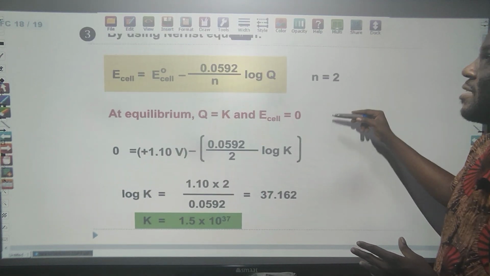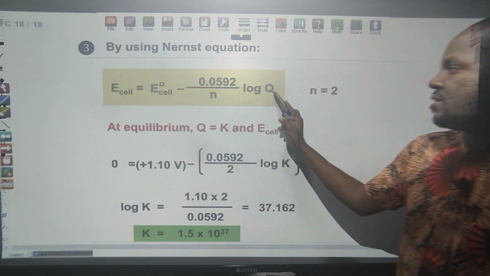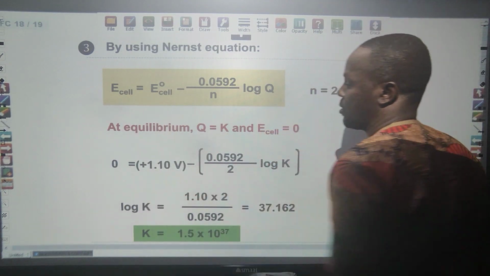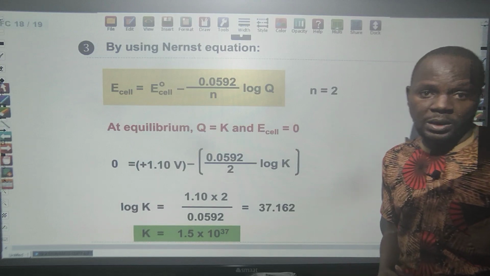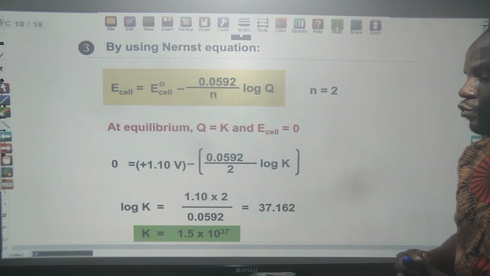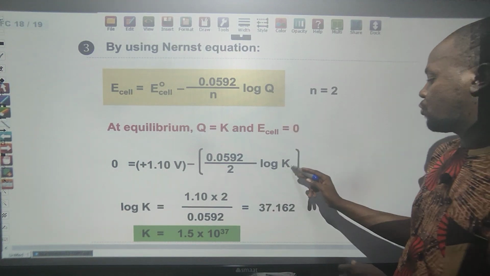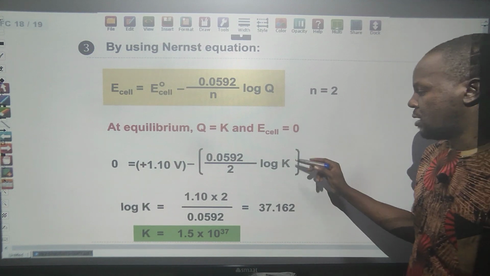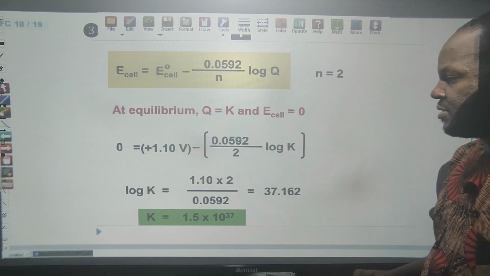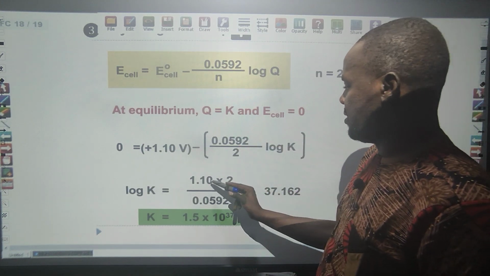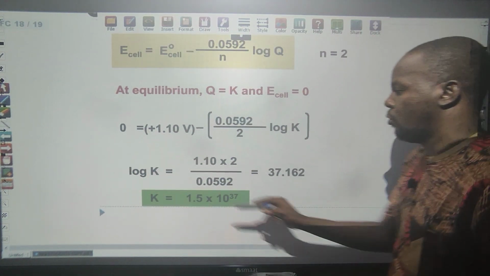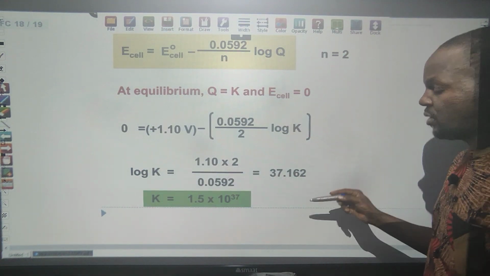Now that we have that, which is the last slide I'm talking about, we now use the Nernst equation. This is the Nernst equation. Remember, E is equal to 0. So substituting that directly, 0. This was what we got by saying E cathode minus E anode, minus 0.0592 divided by 2 log of Q, and Q is equal to K. Please don't make a mistake about that. So now it is this K that we need according to the question. So what we do is just do our mathematics. Making log K the subject, the formula will be this multiplied by 2 divided by this. So on substitution, we have log K is equal to 37.162.